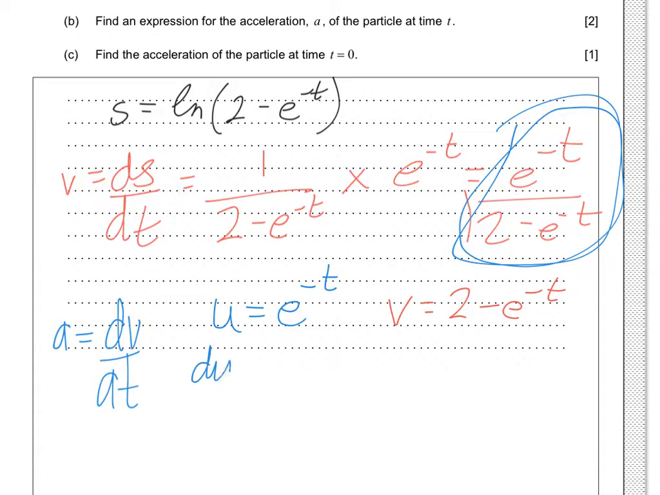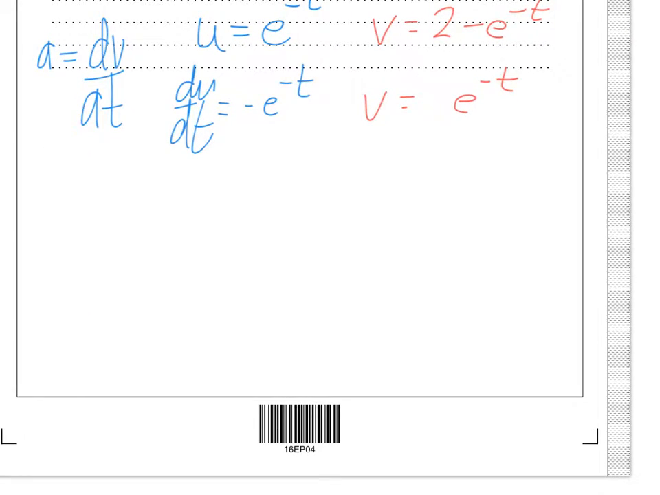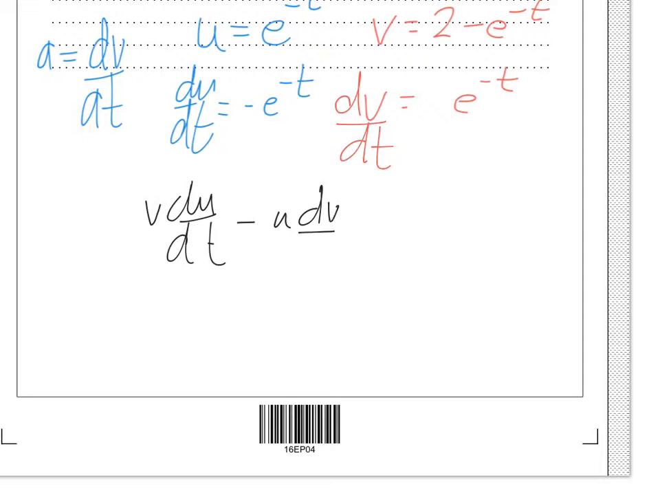Differentiate u, minus e to the minus t. Differentiate v, positive, we've already done that, positive e to the minus t. And then just stick it into the formula, v du by dt minus u dv by dt, all over v squared.